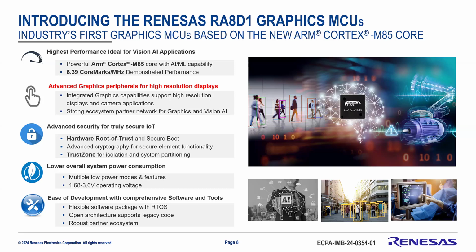supporting a strong ecosystem of partners for the graphics and the Vision AI. Advanced security features, including hardware root of trust, advanced cryptography, and ARM's TrustZone. Also, these devices have very low power consumption and various operating voltages, and ease of development with comprehensive software and tools. We have our FSP flexible software package supporting RTOS and open architecture, and a robust partner ecosystem like we have here with Crank.